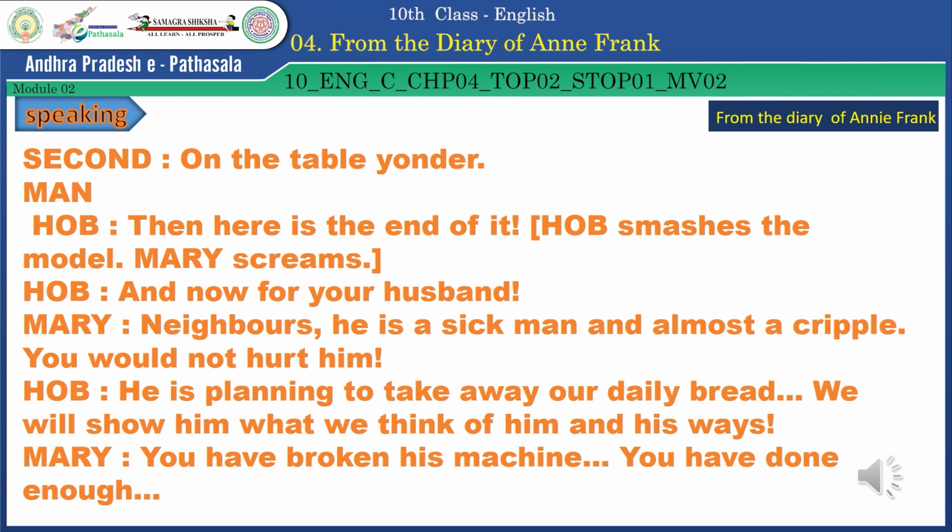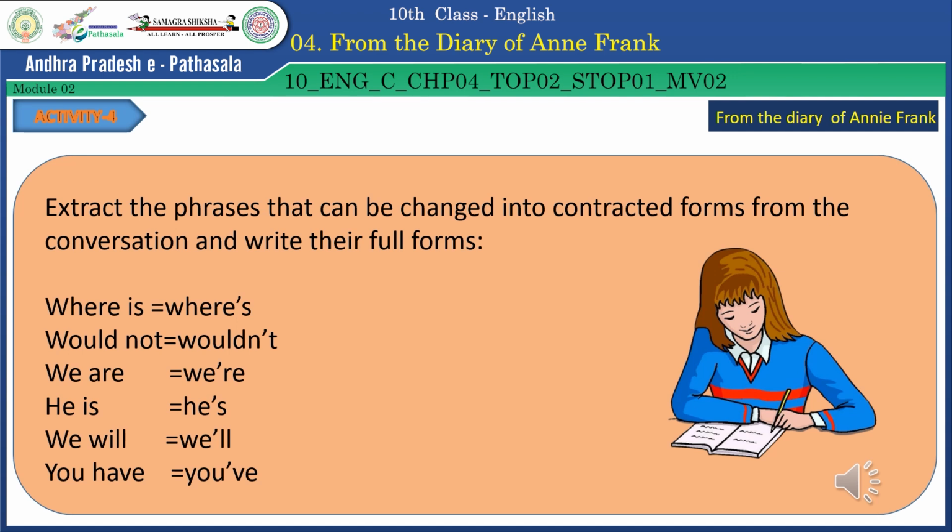You have done enough. Children, now we will do a small activity. Get ready. Children, extract the phrases that can be changed into contracted forms from the conversation and write their full forms. Where is, where's; would not, wouldn't; we are, we're; he is, he's; we will, we'll; you have, you've. You have done very well, children.